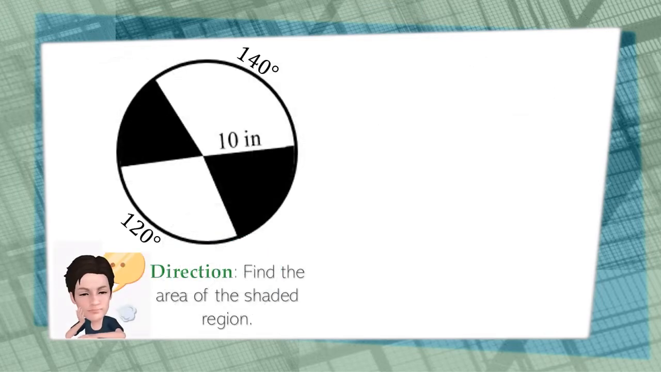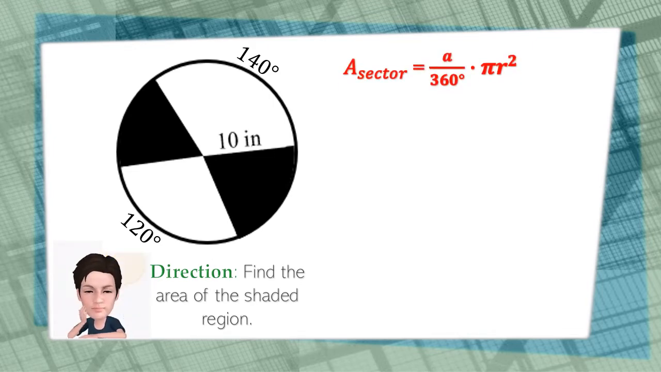Okay, so here we're going to find out the area of the shaded region. Of course, I'm going to stick with the formula of the area of a sector. But as you can see, our task is to find out the area of the shaded region, and we do have two shaded regions here. But luckily, we do have this hint. The intercepted arcs of the two unshaded regions are given, which are 140 and 120.